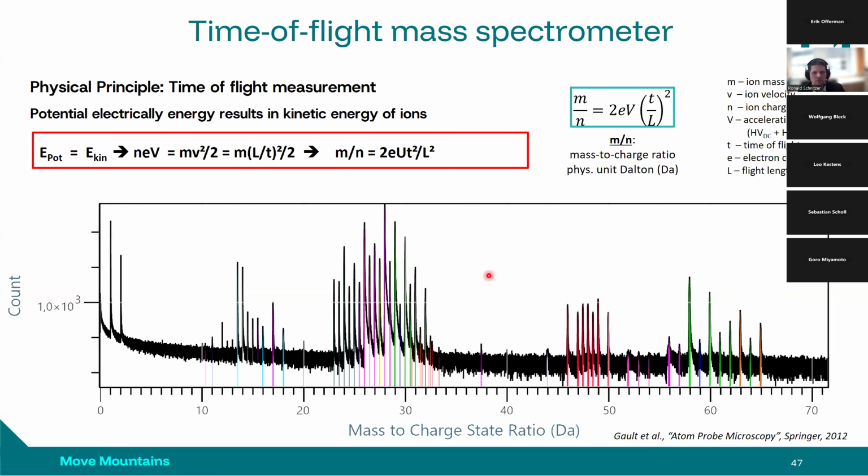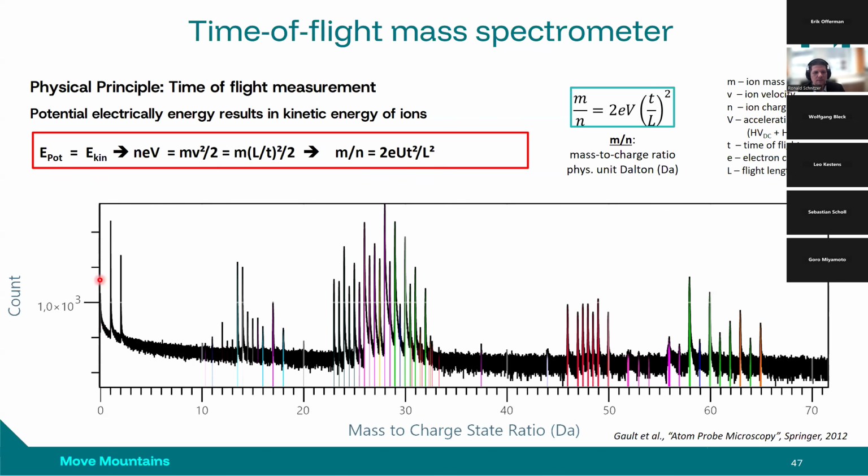And I will not go into detail here, but what you simply have to take into account when you do your measurements, how the device works, is you have a potential and kinetic energy of your released ions, and by solving that simple equation, you then come to the mass to charge ratio of your elements. You measure the time of flight, and you get then in the end your spectrum. That means you get a mass to charge ratio.